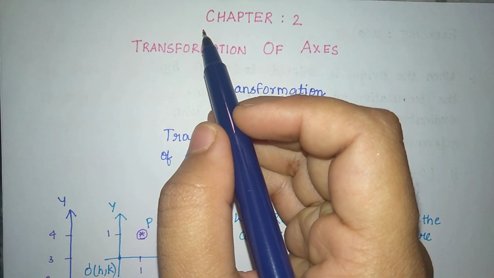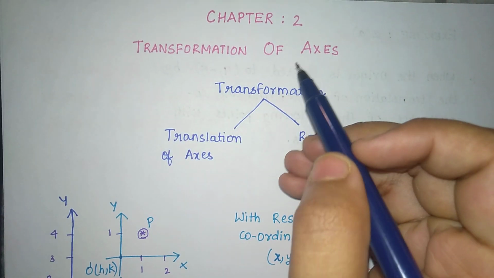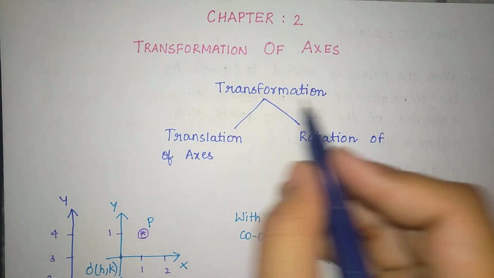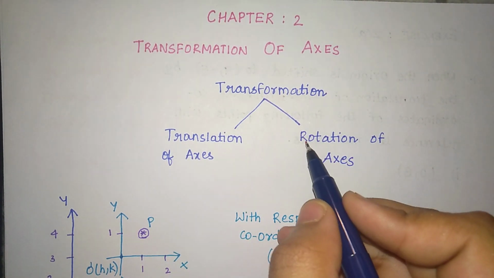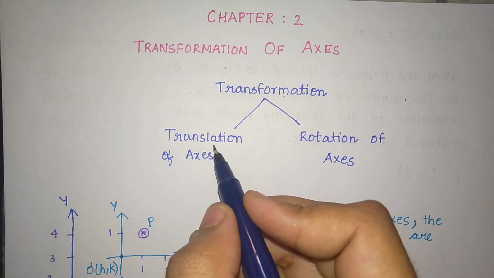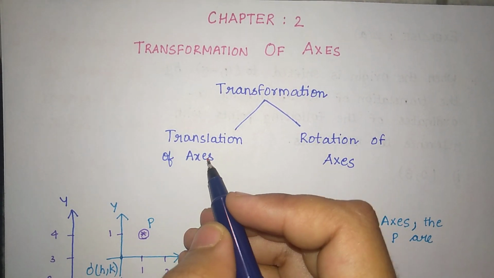Hello friends, today we will discuss chapter 2 in Mathematics 1B, transformation of axis. So, transformation is of two types. One is translation of axis, the other one is rotation of axis. Translation of axis means moving the origin to a different point.